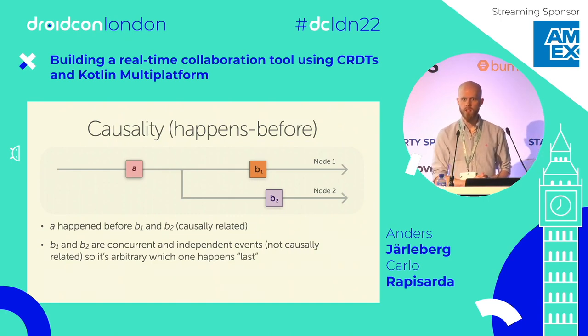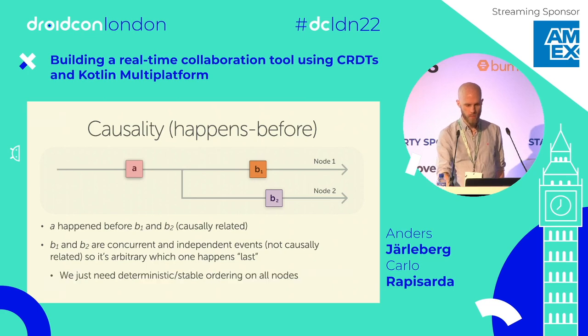So in a physical, epistemic sense, there is no way for us to know which one happened last. They could be happening at exactly the same instant, for example. So it really is arbitrary which one we pick. We just need to ensure that we're picking the same thing, and that's why we're keeping this third value that we can compare, so all the nodes know which one is the last one.